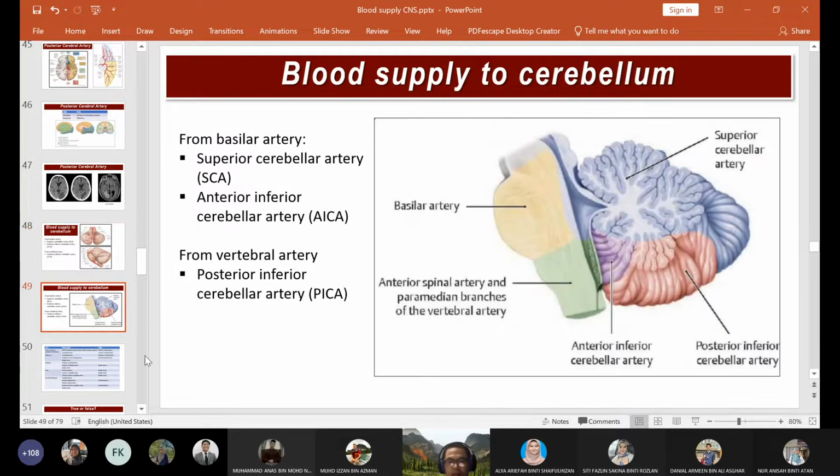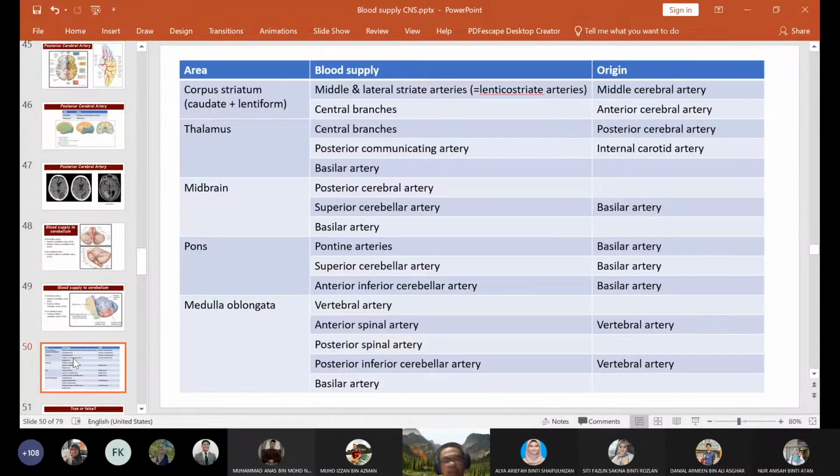Okay. Again, this is another picture just to show you the superior cerebellar, the blue one. And you have anterior cerebellar and near the flocculonodular. This is your flocculonodular nodes, anteriorly, and then you have the posteriorly here. But you do have to remember the areas. Now this is just a table, but you can go through afterwards.